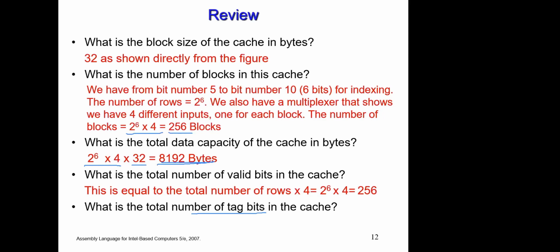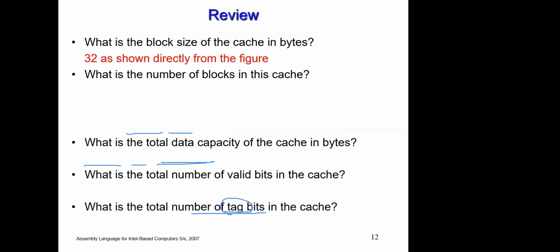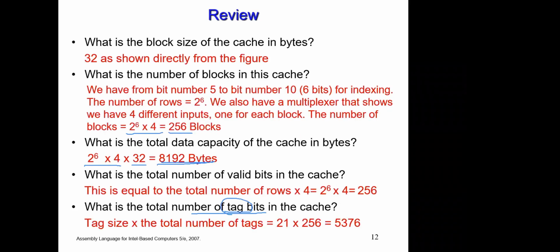If we would like to think about that, we have to know exactly what the number of tag bits is. So the tag size multiplied by the total number of the tags, correct? So you can say that this will be 256, because this is the total number, and then multiply it by the tag size, which is from 11 to 31. You count that, you'll find that this is 21. So this will be 21 multiplied by 256. It will give you that number.